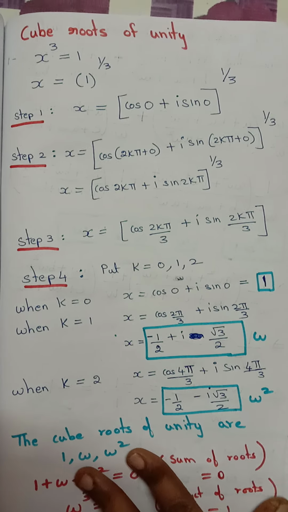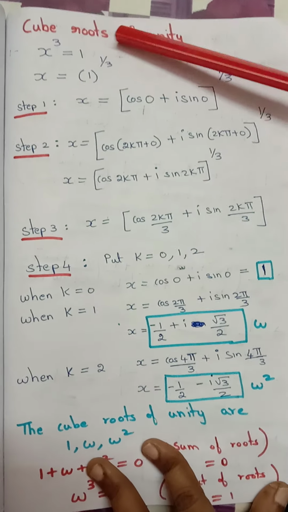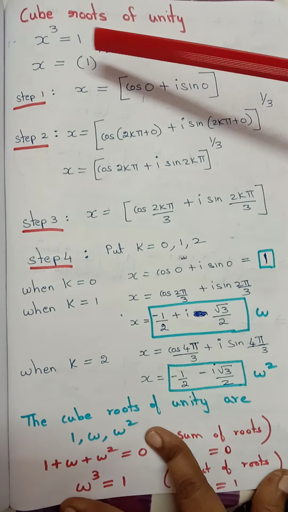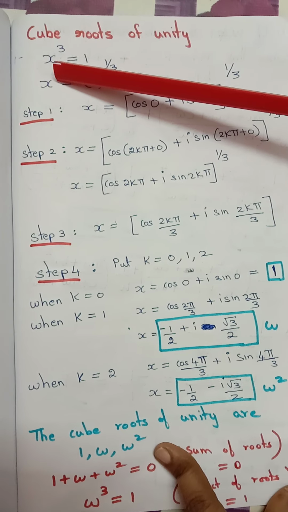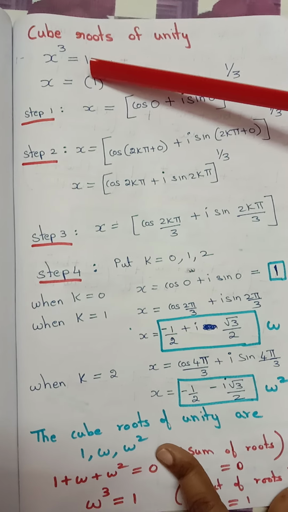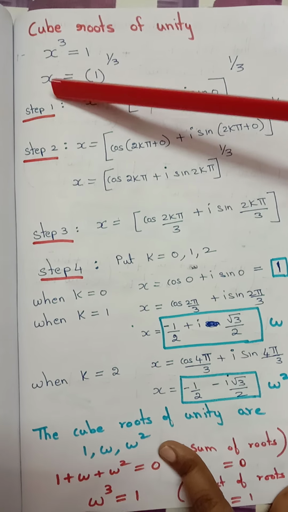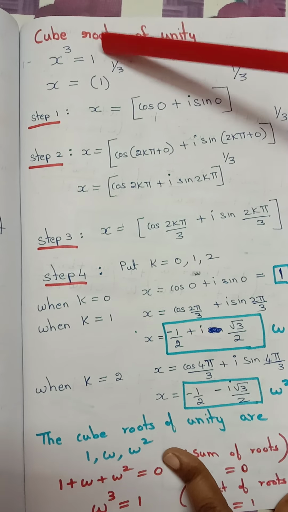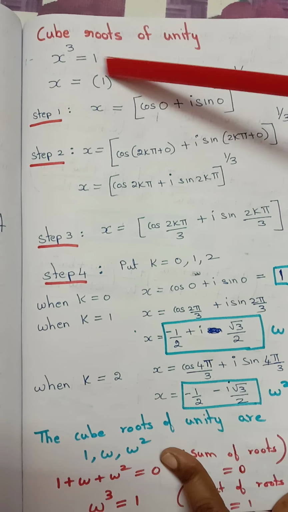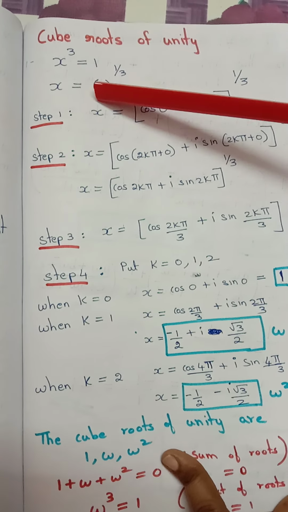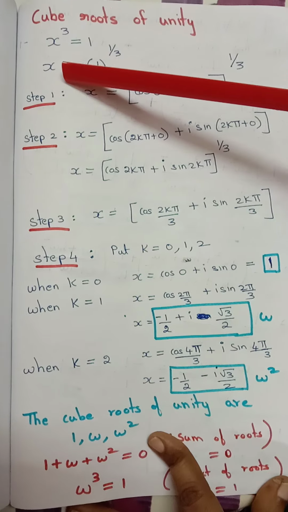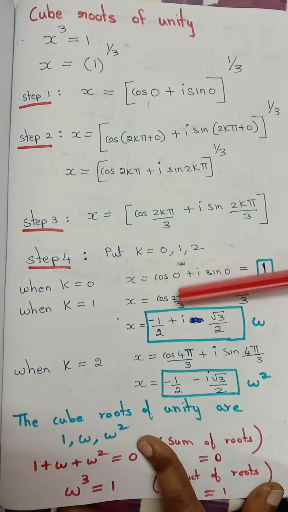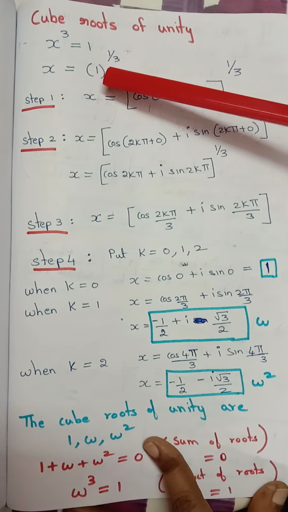Now using this concept, we are going to find the cube root of unity. Cube root of unity means you have to solve this equation: x cube is equal to 1. From this we will get x is equal to 1 to the power 1 by 3. The power, if you take this side, it is 1 by 3. This equation only we have to solve, and the answers for x are known as the cube roots of unity. Now let us do the solving.